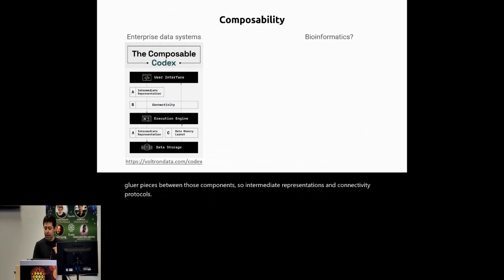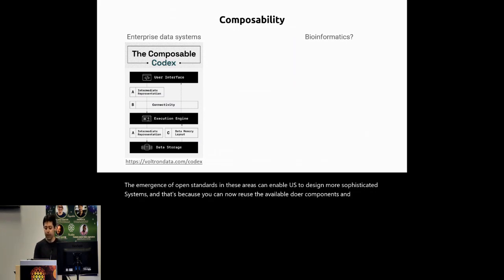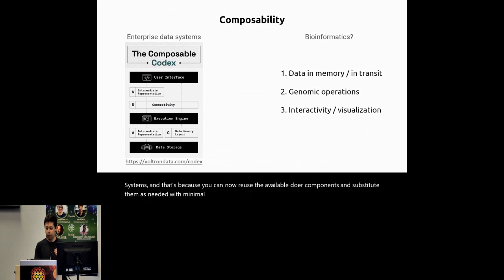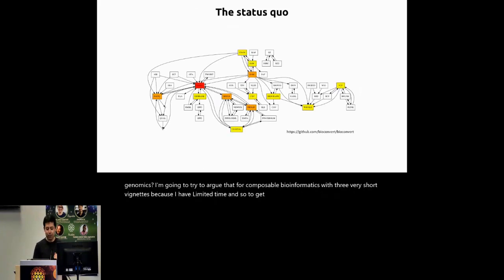The emergence of open standards in these areas can enable us to design more sophisticated systems, and that's because you can now reuse the available doer components and substitute them as needed with minimal pain. So could such a philosophy work in bioinformatics and in genomics? I'm going to try to argue a bit for composable bioinformatics with 3 very short vignettes because I have limited time. And so to get quickly started, let's talk about file formats.